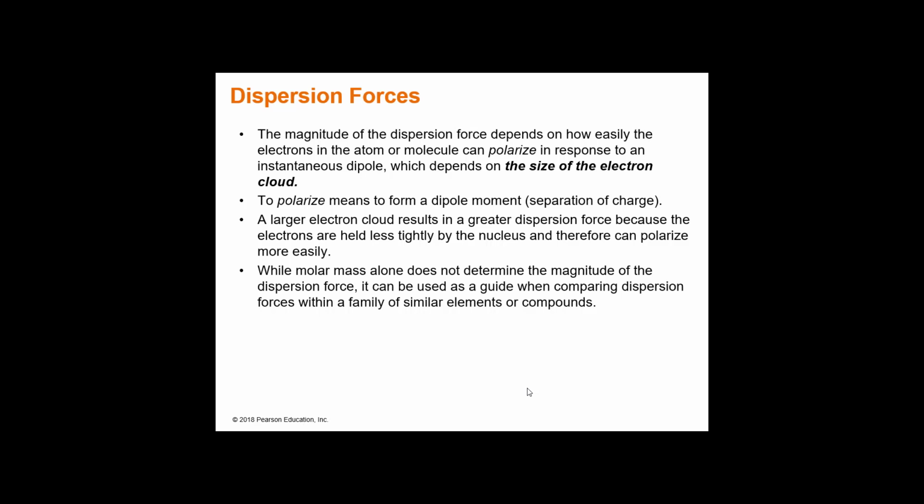A large electron cloud results in greater dispersion forces, because the electrons are held less tightly by the nucleus. What does that mean? That means they can spread out more. Think of a cloud. If something's holding on tightly, that cloud's going to be very small. But if it's holding on loosely, then it has more freedom to expand out, and when it can expand out enough, it's not held as tightly and can polarize more easily. Molar mass alone doesn't determine this, but molar mass does affect the magnitude of dispersion forces, and we'll look at that. It can be used as a guide for comparing dispersion forces.